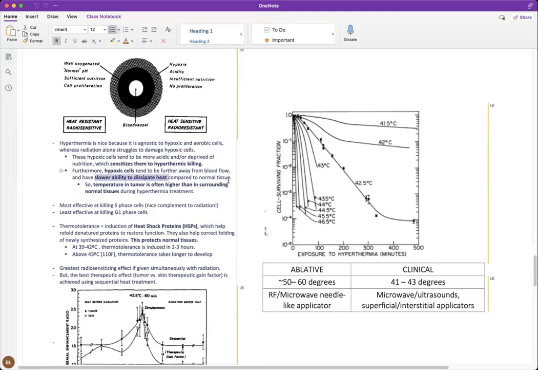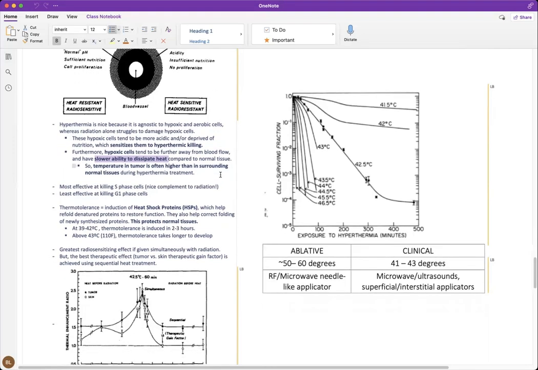It reminds me of when Mary's talking about IR procedures in the liver, and if you're too close to a major vessel, it'll wash away the heat. So the temperature in a tumor is often higher than in surrounding tissues during hyperthermia treatment. Does that make sense? Okay.